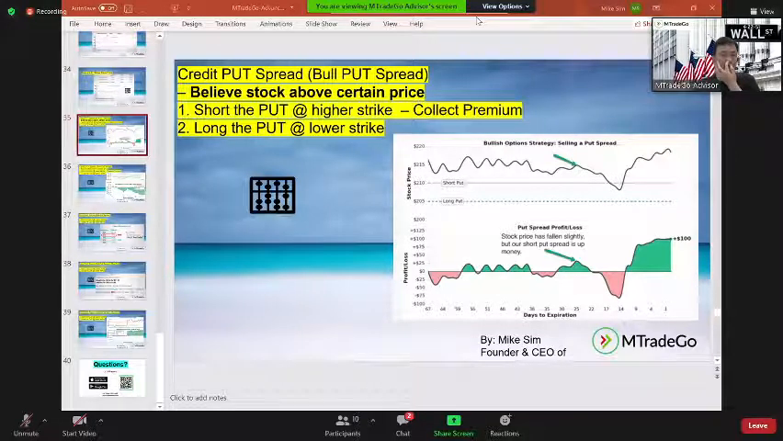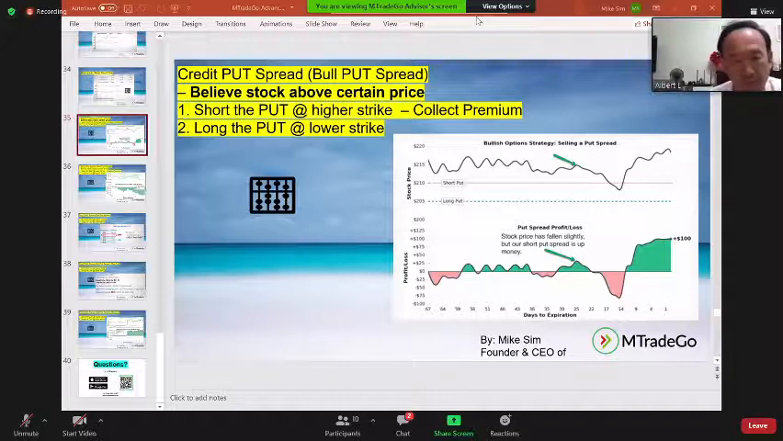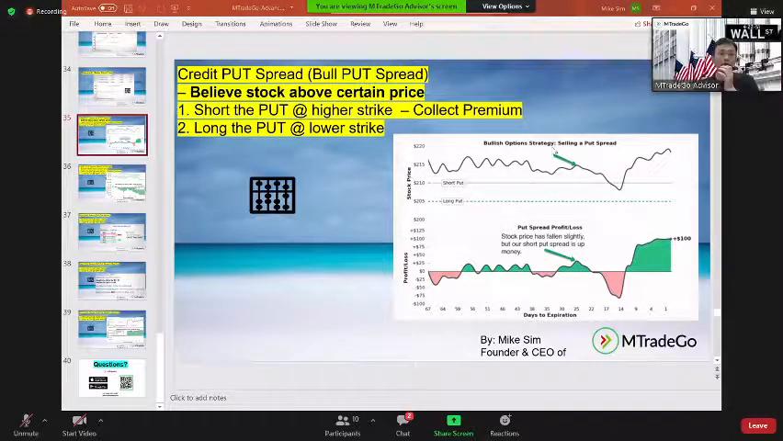Do we have to long and short at the same time? Of course, if your capital is big, don't worry, you can short the put first. But if you intend to do this credit put spread, you have to do it at the same time.